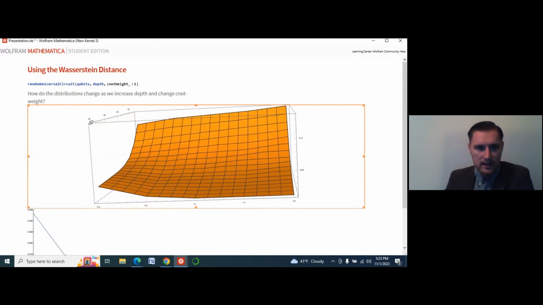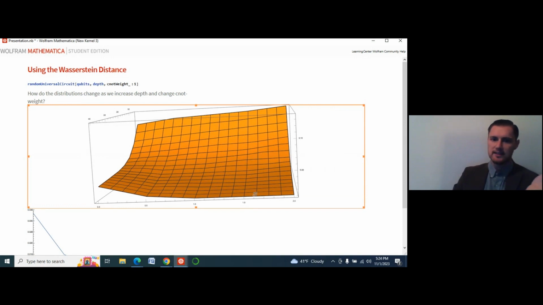So on this axis, we have our circuit depth, and on this axis, we have a C0 weight. So here we have no C0s. Here we have C0s that are occurring twice as likely as any of the rotation gates. And the Wasserstein distance is this actual plotted value. And this is where it actually tells us something.